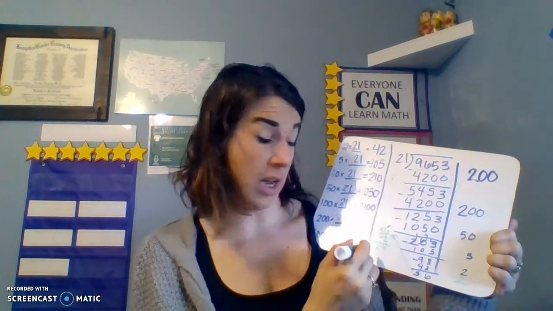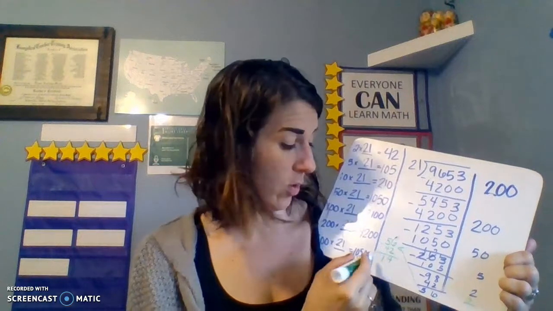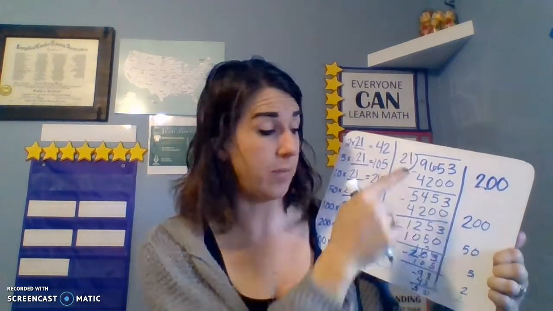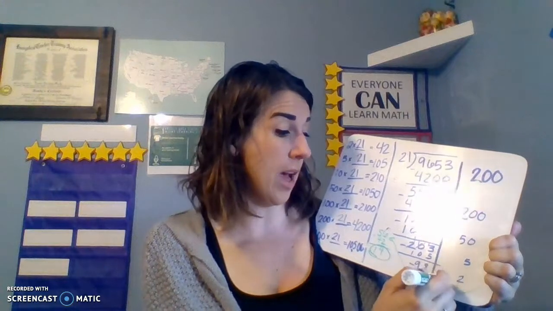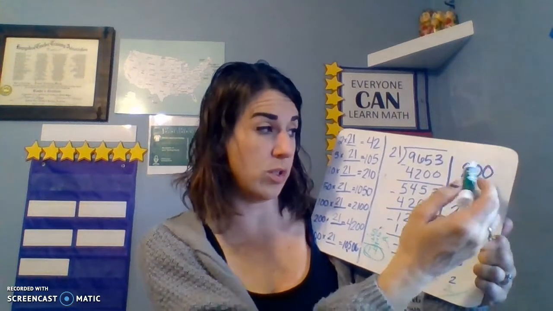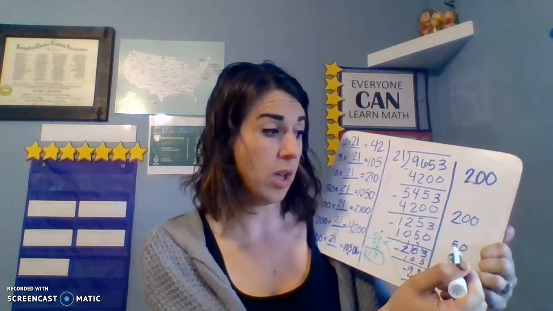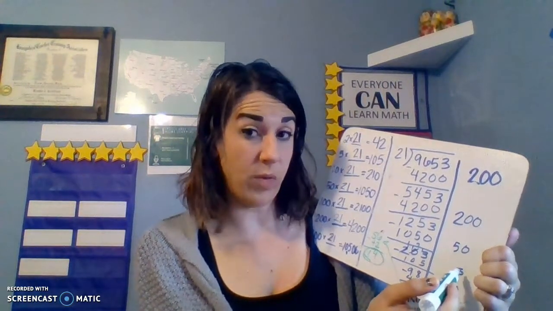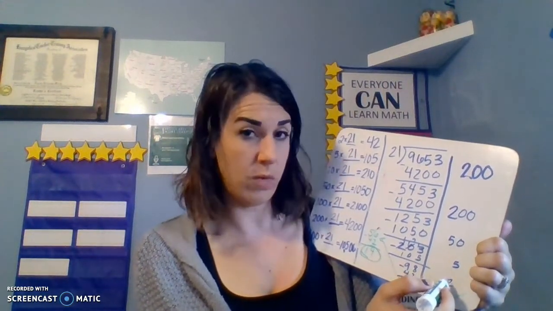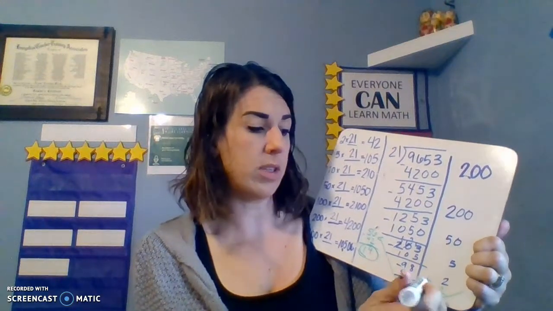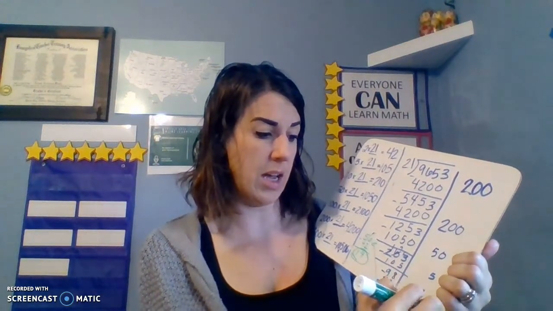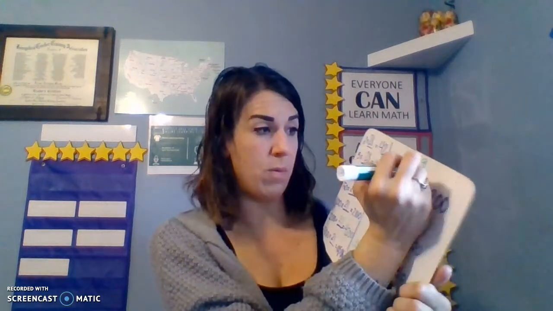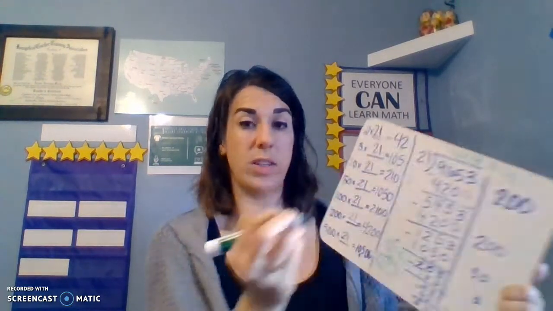And now I'm done, because 14, what I have left over here, is less than my divisor, which was 21. So now all I'm going to do is add up all of these partial quotients. 200 plus 200 is 400, plus 50 is 450, plus 5 is 455, plus 2 is 457, plus 2 is 459. So my answer is actually 459, remainder 14.